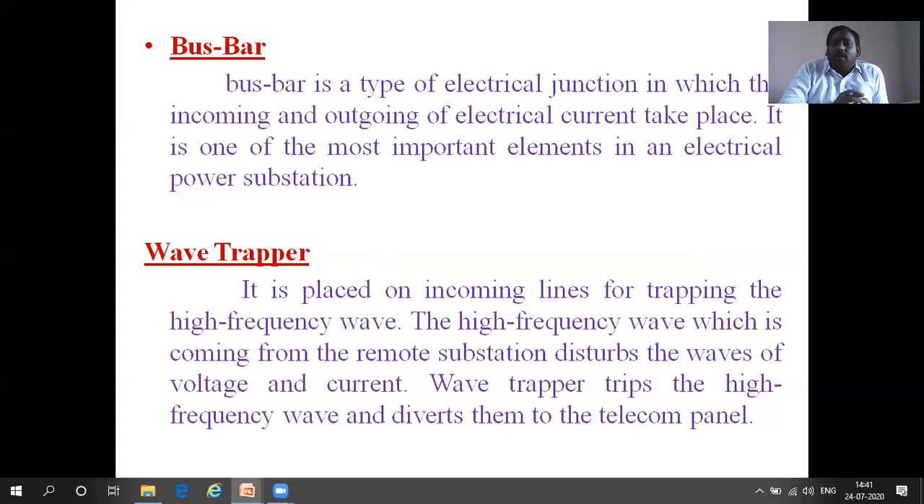When these power waves interfere with the communication waves, the magnitude of the power waves can be reduced. They can disturb it. That's why, to avoid this problem, wave trappers are used. First, these wave trappers trap the communication signals and divert the path of communication waves without interference between the communication waves and our power waves. So a wave trapper traps the high frequency waves and diverts them to the telecom panel.